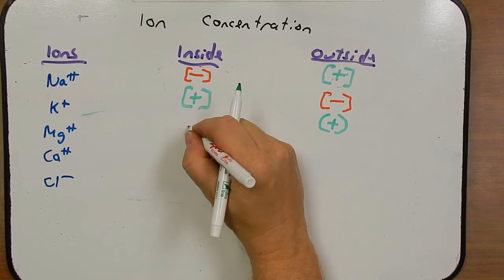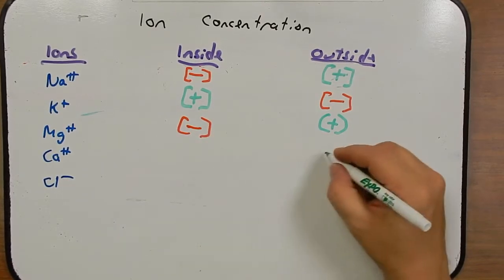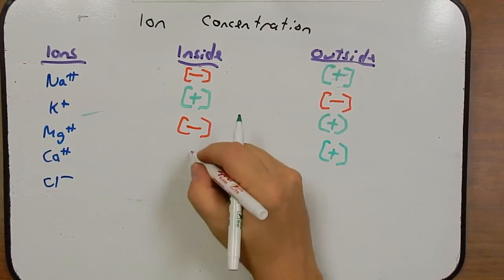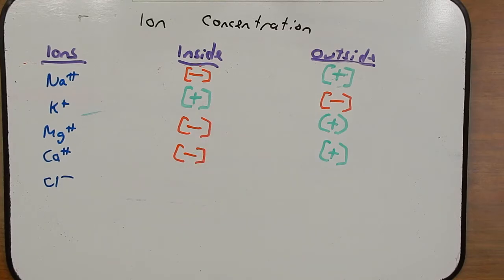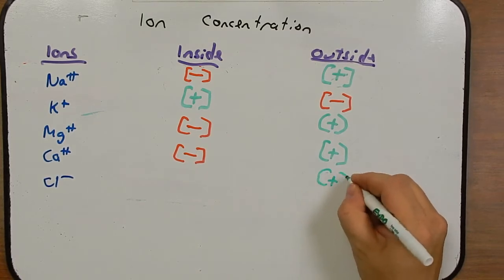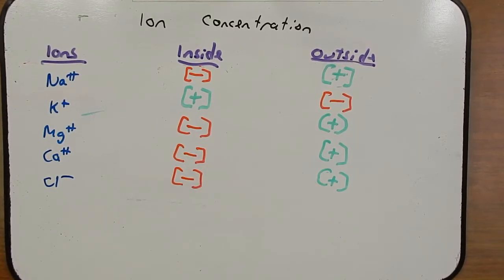Inside the cell, then it would be lower. Calcium is higher outside of the cell than inside the cell. Now there are parts inside the cell, like the ER, that's going to have a very high concentration. But we're just talking about in general inside of the cell. And then the last one is chloride. Chloride has a higher concentration outside of the cell compared to a lower concentration inside the cell.